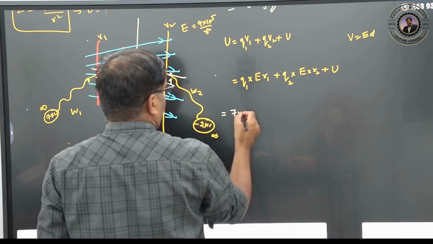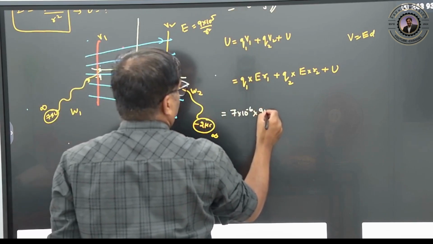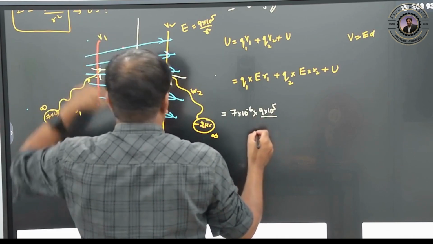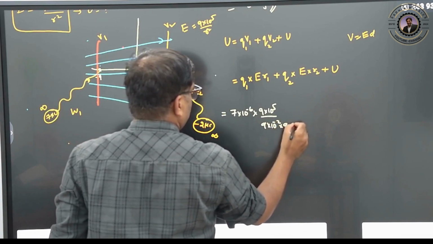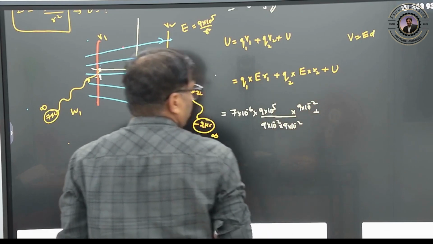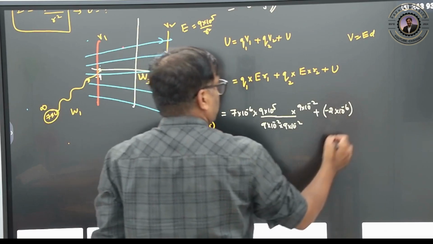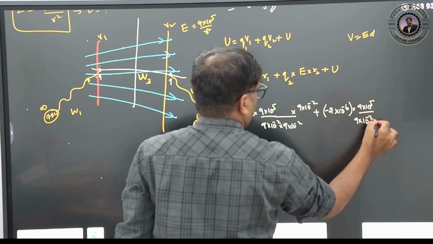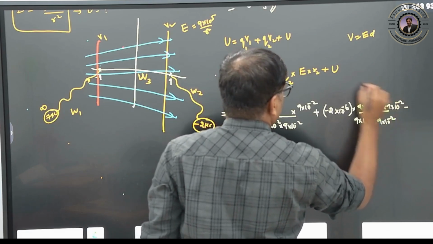7 microcoulomb, 7 into 10 to the power of minus 6 into E. E is how much now? 9 into 10 to the power of 9 divided by, so this distance how much now? The position is how much now? 9 centimeter, 9 into 10 to the power of minus 2. So, into 9 into 10 to the power of minus 2 whole square, into R, which is nothing but 9 into 10 to the power of minus 2, plus. So, Q2 is how much now? Minus 2 microcoulomb, 10 to the power of minus 6 into 9 into 10 to the power of 9 divided by 9 into 10 to the power of minus 2 into 9 into 10 to the power of minus 2 into 9 into 10 to the power of minus 2, minus the potential energy of this one, how much now?